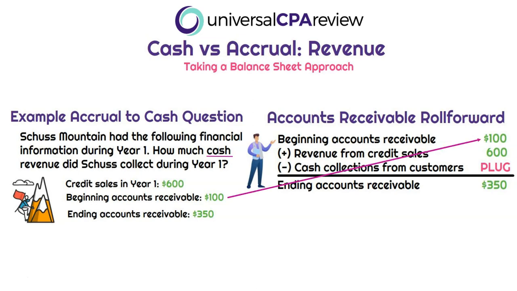So beginning accounts receivable is still $100. The question gave us that. And then revenue from credit sales, that was $600. And then cash collections from customers, that is our plug. And then our ending accounts receivable balance is $350.